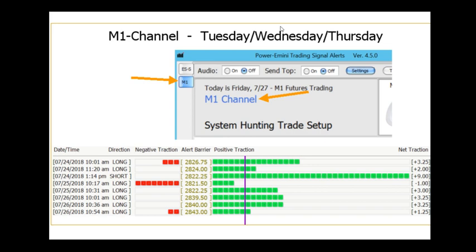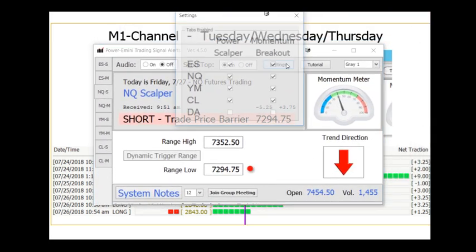Okay, so in the new version, the way it works is the M1 channel, and the M you can just think of as manual. The M1 channel is an open channel on my end, which means I can send whatever I want through there. All your other channels, the ES, the ES-M, your NQ, your YM, the CL, all those channels are hooked up to specific algos, right? Basically we have two algos. Let me just go through real quick again and talk about that.